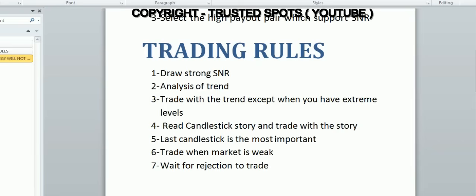So that's why I need you all to follow candlestick analysis. The story, the support and resistance, they are the building blocks of your strategy and your trading skills. So this is the fourth most important thing. Is the last candle the most important?